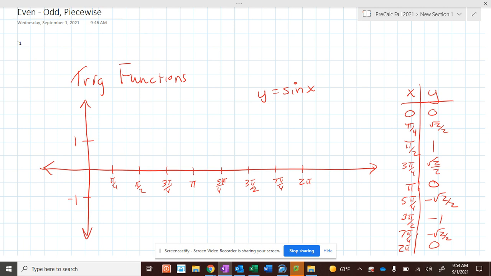It should be 0.7071, something around there. 0.707106. Okay, so I was right. 0.7071. So at 0, we're 0. And then at pi over 4, we're 0.7071, somewhere right around there. Pi over 2, we're at 1. 3 pi over 4, we're there. Pi, we're at 0. 5 pi over 4, we're negative 0.7071. 3 pi over 2, it's negative 1. 7 pi over 4, we're there.